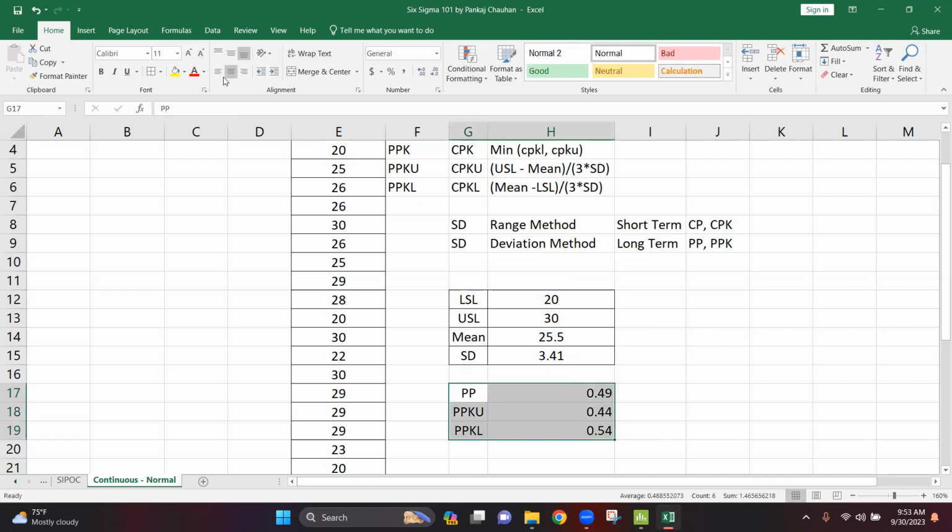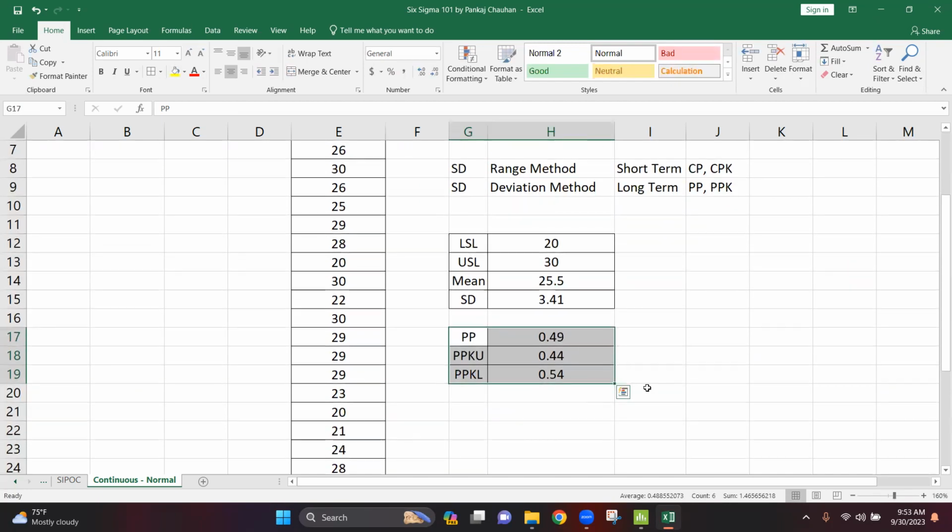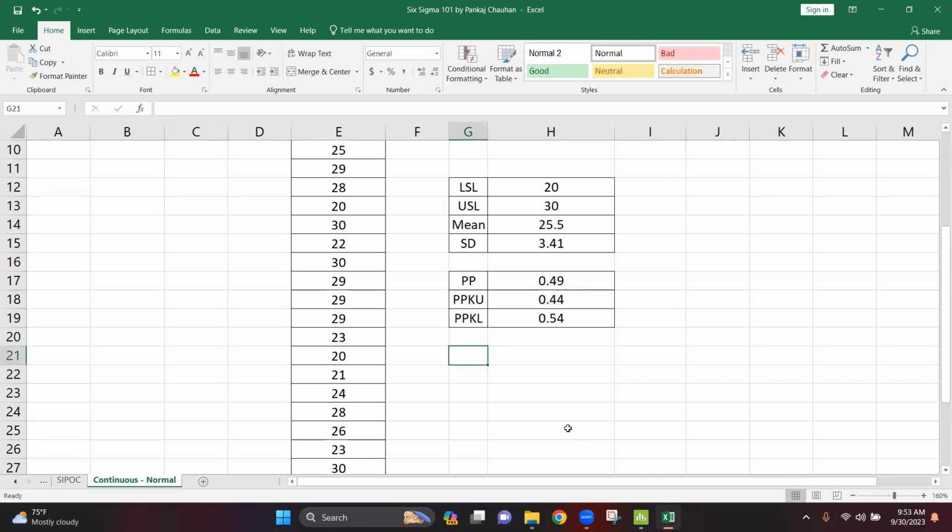This is the way we calculate the capability value. Now, what is the meaning of that? So let's understand the meaning. PPKU and PPKL we can convert into a sigma level, ZUSL and ZLSL. The simple formula is: you just take the PPKU and multiply by 3, and you will get the sigma value ZUSL. In a similar way, take PPKL and multiply by 3, and you get the sigma value on the lower side of specification.